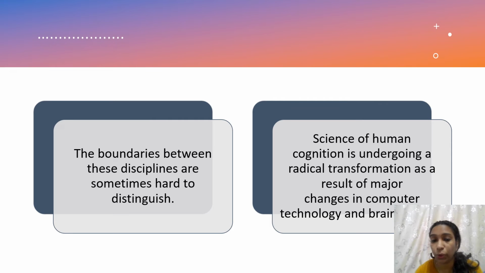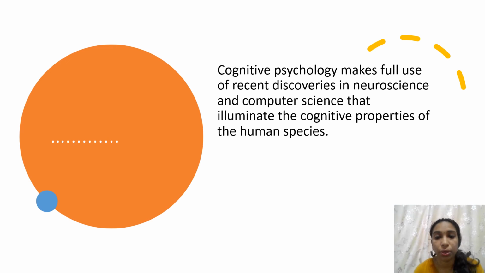The science of human cognition is undergoing a radical transformation as a result of major changes in computer technology and brain science. Cognitive psychology makes full use of recent discoveries in neuroscience and computer science that illuminate the cognitive properties of the human species.